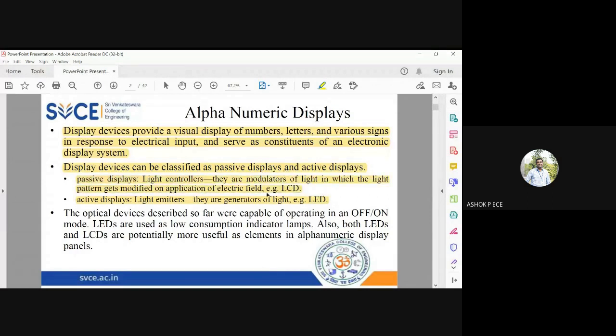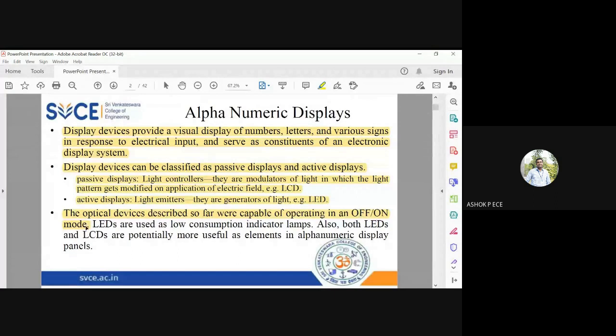An example is the LCD. An LCD will not generate light. Based on the light intensity falling on the LCD, it modulates the intensity. Either it will allow the light to fully pass through, or it will be completely opaque to light. So that is a passive display. A beautiful example of a passive display is the LCD, and an active display generates light, so the LED is the best example for active displays. These devices are completely optical and work in on-off mode. On means you have light, off means you don't have light, it will not glow.